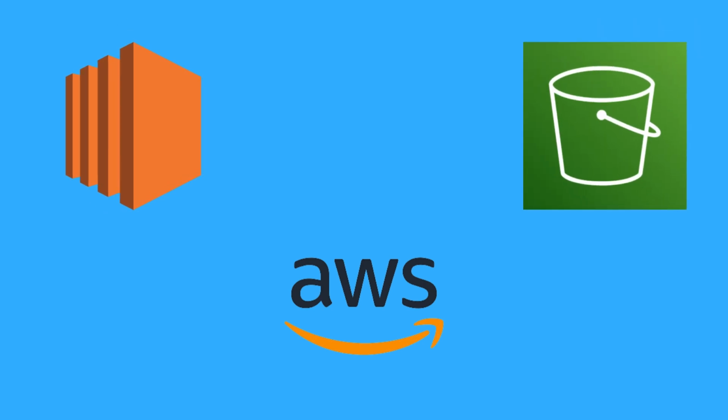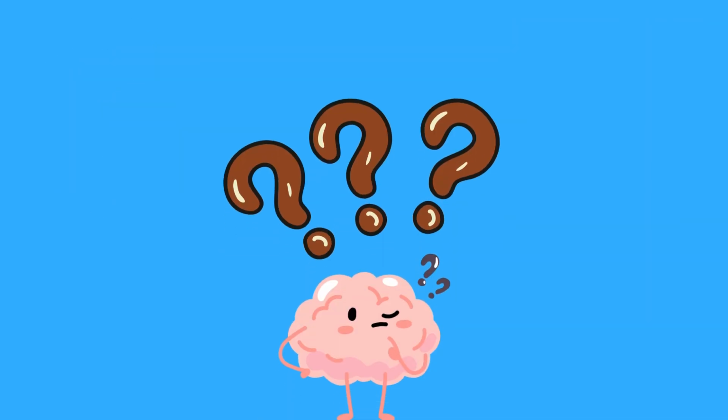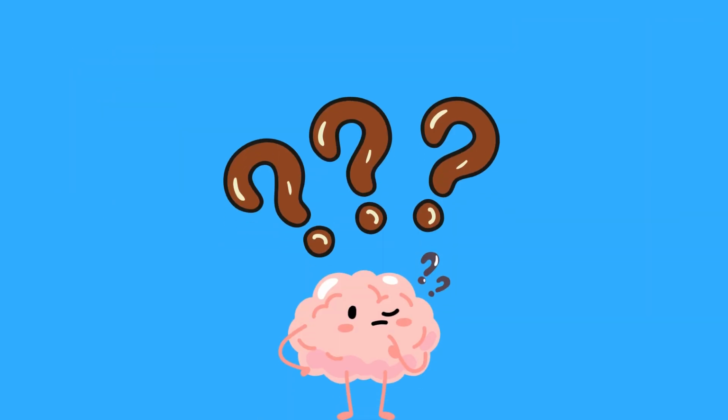Today we are diving into two essential services on AWS that every developer should know about, Amazon EC2 and Amazon S3. Let's break down what these services are and how they work and why they are so important.